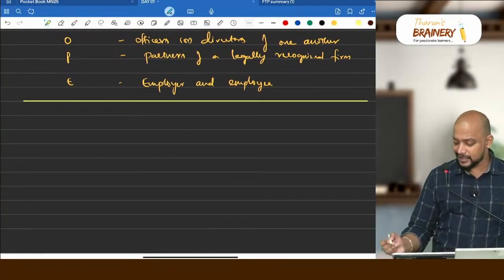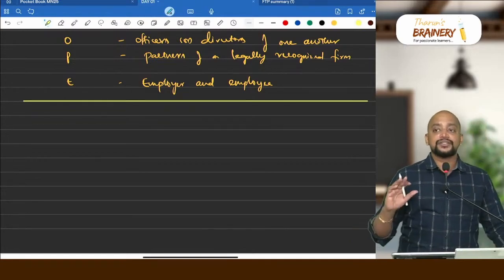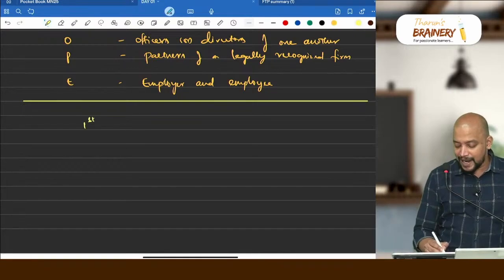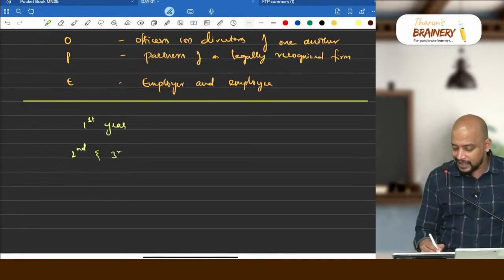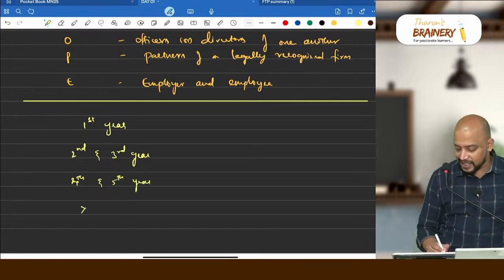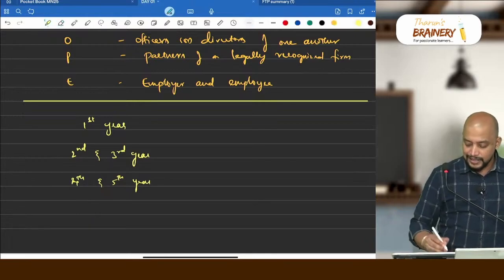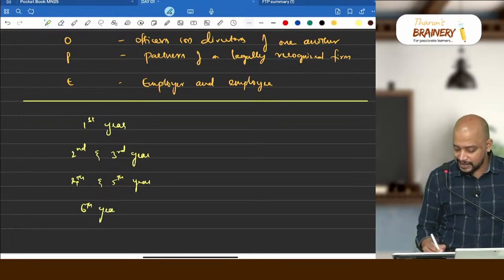First we need to count the depreciation based on the straight line method only, but that straight line method is for every quarter or part thereof in the first year, for every quarter or part thereof in the second and third year, and thereafter for every quarter or part thereof in the fourth and fifth year, and thereafter, that is greater than 5 years, sixth year and onwards. What is the percentage that you need to remember?